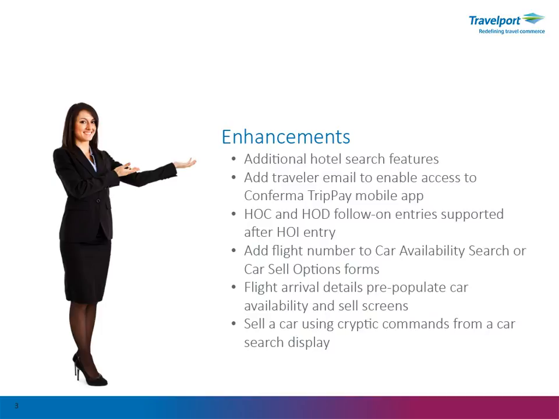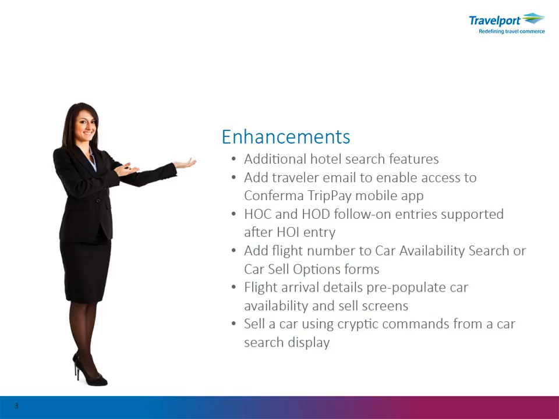Hotel Complete Availability (HOC) and Hotel Description (HOD) follow-on entries are now supported after a Hotel Index (HOI) entry. Now, you can add your customer's flight arrival number when searching for and selling a car rental. When using the segment search option from a booked itinerary, the arrival flight number will automatically populate the availability search and sell screens. Prefer to use cryptic formats?